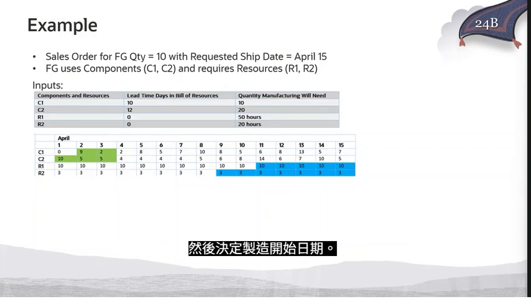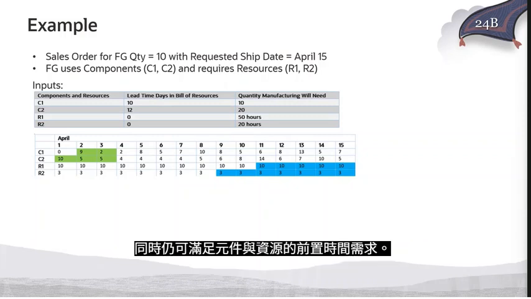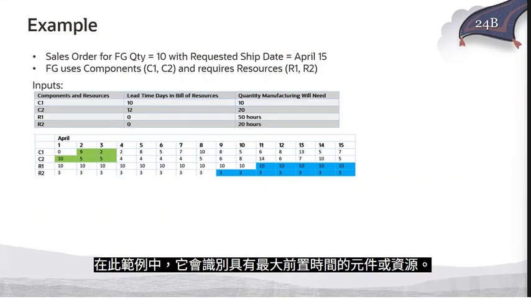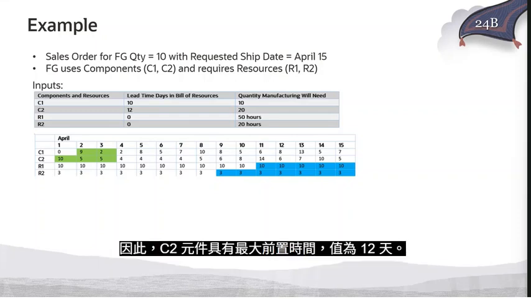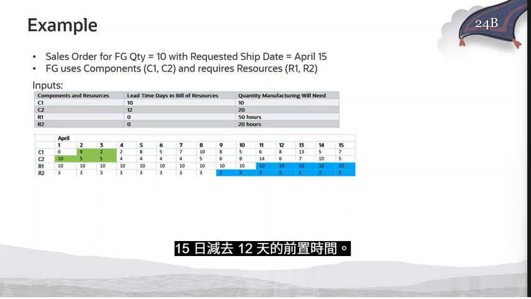Then it determines the manufacturing start date. Promising starts with April 15th and works backwards to find the earliest manufacturing start date that it can use while still meeting the lead time requirements for the components and resources. In this example, it identifies the component or resource that has the largest lead time. So C2 component has the largest lead time with a value of 12 days. So the global order promising engine then sets the manufacturing start date to be equal to April 3rd, which is April 15th minus the 12-day lead time.